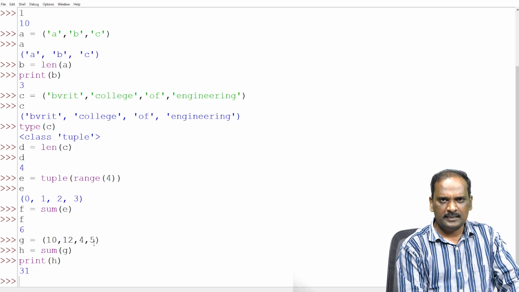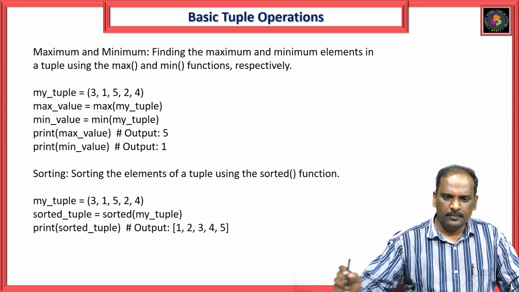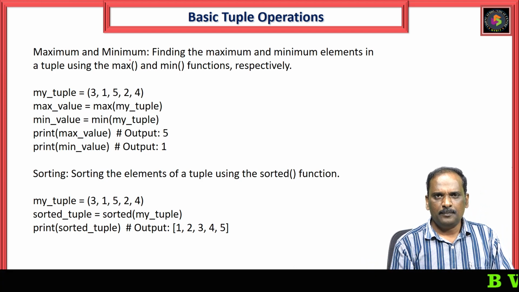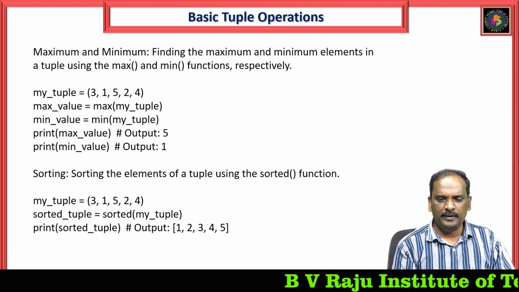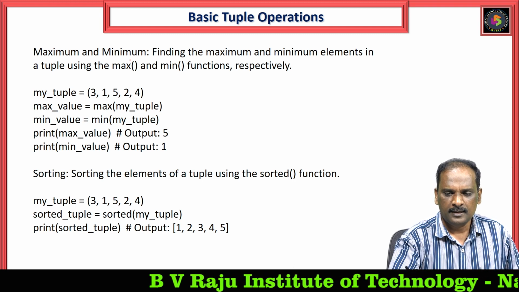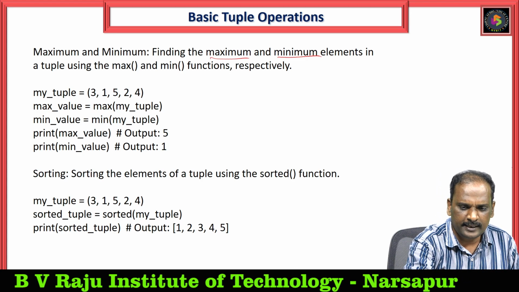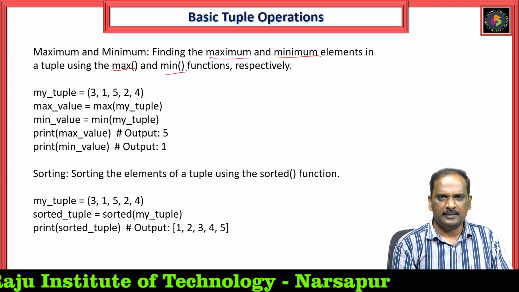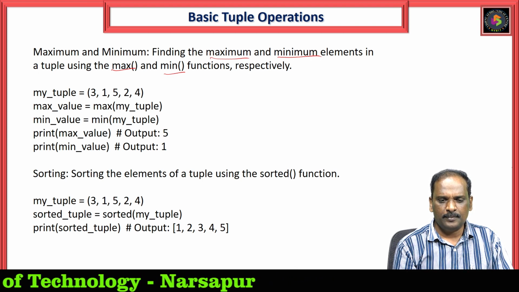So these are the two functions we have seen. We shall see other functions. Maximum and minimum function. If a tuple is containing a list of elements, now I want to find what is the maximum value in the tuple or what is the minimum value in the tuple. How can we find it? By using the functions which are supported in the tuple. So to find the maximum and minimum elements in a tuple, we use the functions called max and min respectively. The max function will give the maximum element inside the tuple. The min function will give the minimum element inside the tuple.